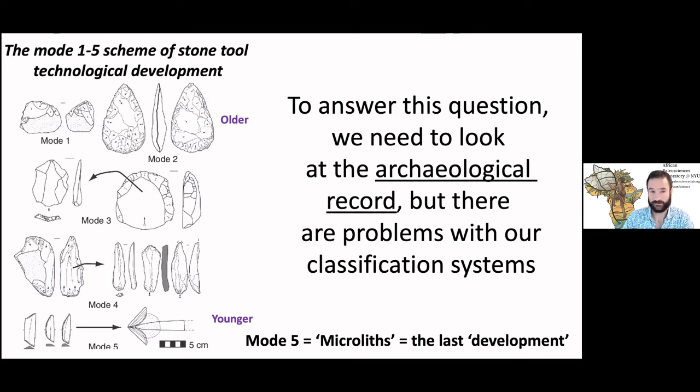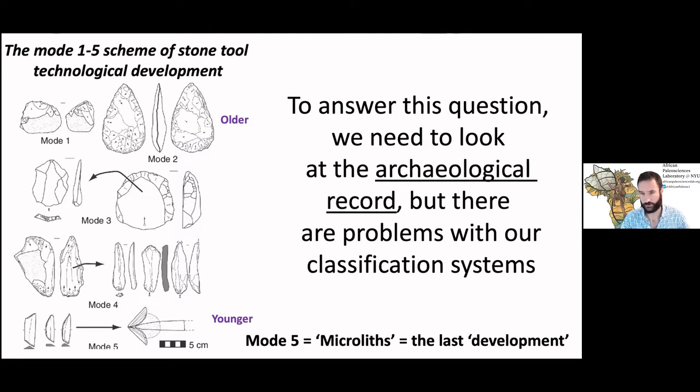One system for doing this is this mode scheme, which is quite common in the archaeological literature. Essentially, it sets up a scheme of technological development through time, with mode one being the oldest and mode five being the youngest. Mode five is also commonly known as microlithization or microliths, which most archaeologists assume are the last development in stone tool technology, the latest and greatest thing that our ancestors did with stone after many millions of years of using it.